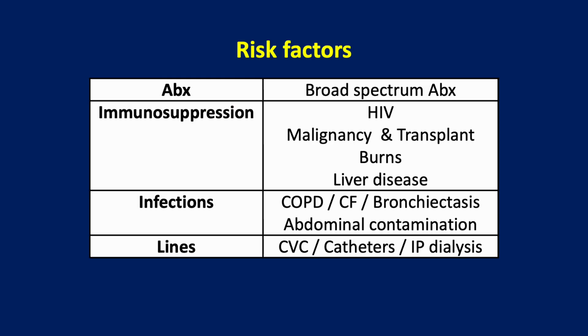Risk factors are broad and based into 4 different groups. Antibiotic related due to the use of broad spectrum antibiotics. Risk factors for immunosuppression, examples include HIV, malignancy, chemotherapy agents, transplants, burns and liver disease. In addition to underlying infections from COPD, bronchiectasis and intra-abdominal contamination. Lines are widely used in intensive care and therefore risk factors including central lines, catheters and peritoneal dialysis lines.